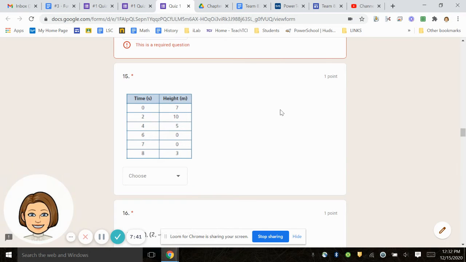Number 15, here you have a table. You have time and you have height. The first pair is (0, 7), (2, 10), (4, 5), (6, 0), (7, 0), (8, 0). Is this a function or not a function?